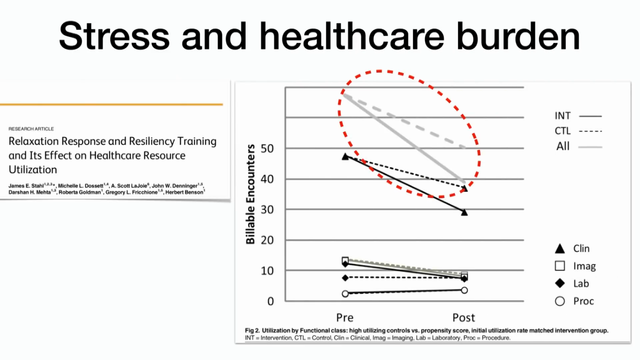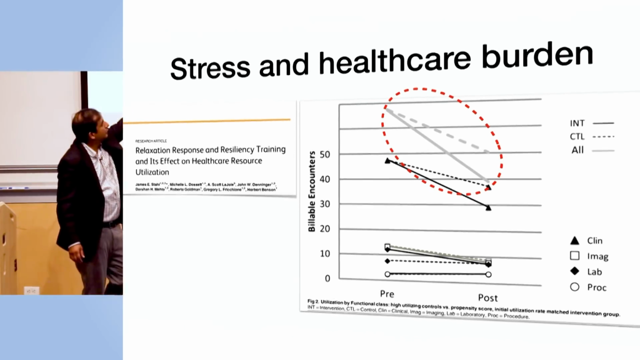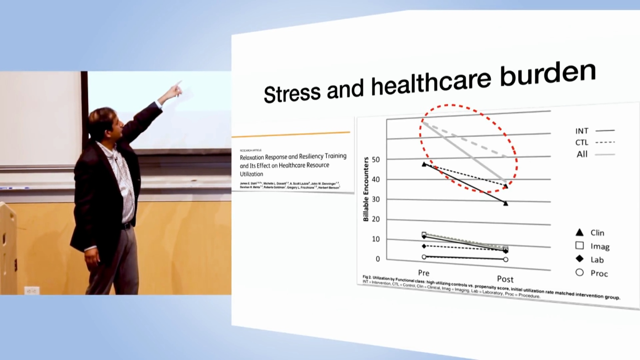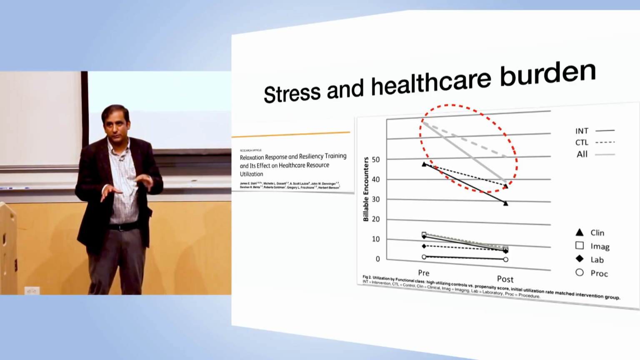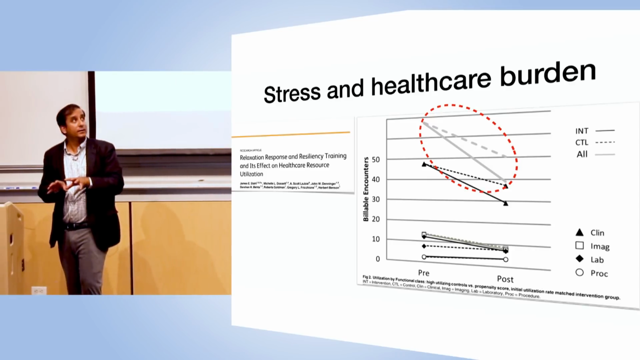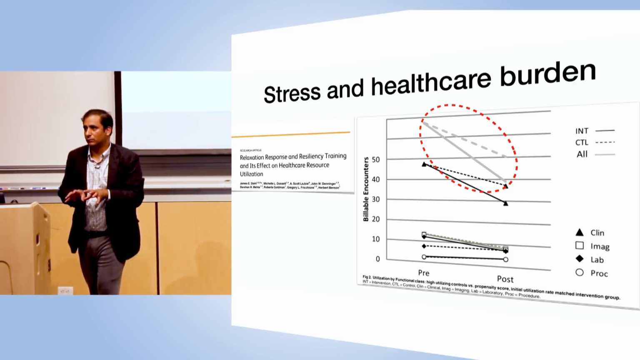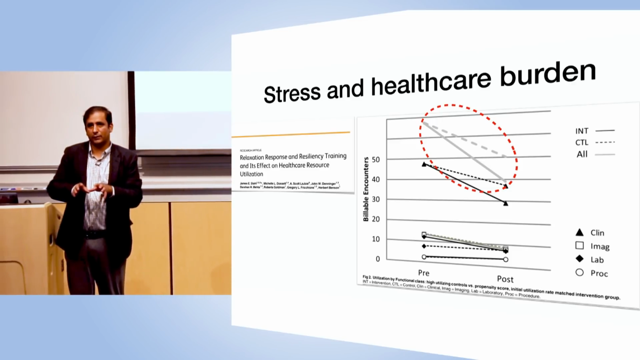So this study was done back in, I think, 2014, by Stahl and colleagues. I missed the year, my mistake. Sorry, there are too many lines on this chart, but focus only on the top two. On the y-axis are billable encounters by these people. On purpose, they took a population of people who have more than 60 visits, I think, to the ER every year. So very, very frequent ER visitors.